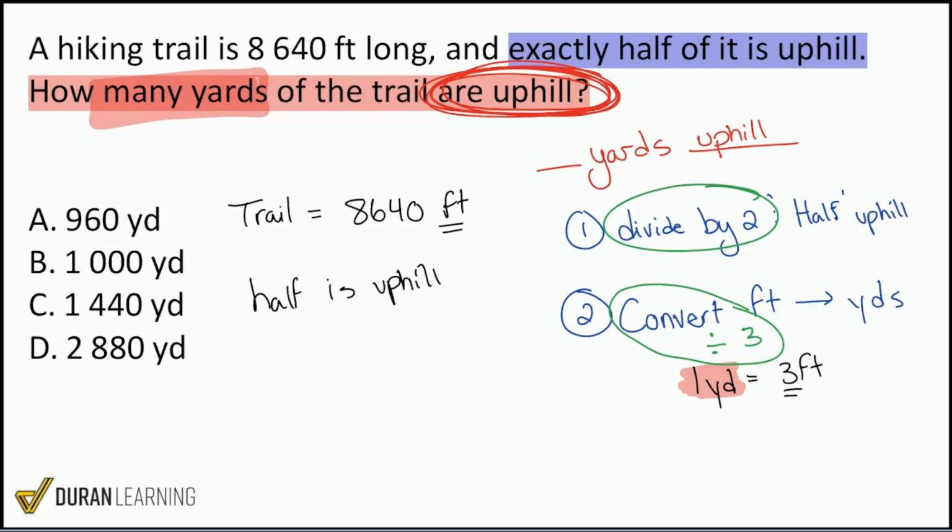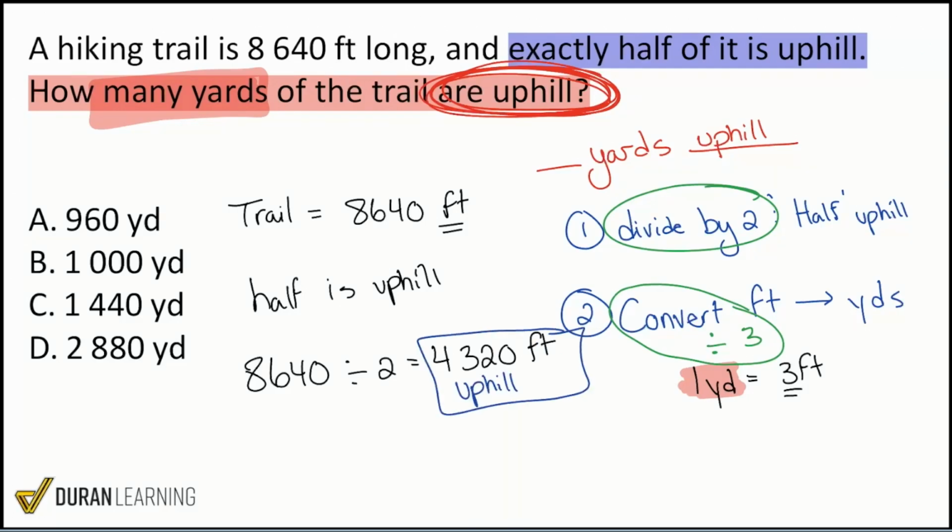So we have 8,640. Let's go ahead and divide that by 2 to get the uphill part. Everyone, 8,640 divided by 2 gives us what? No, divided by 2, not by 4 or 3, but by 2. Yeah, that's going to be 4,320 feet. This is the uphill part. Now up next, we have to convert it. And that conversion is going to be 4,320 feet divided by 3.